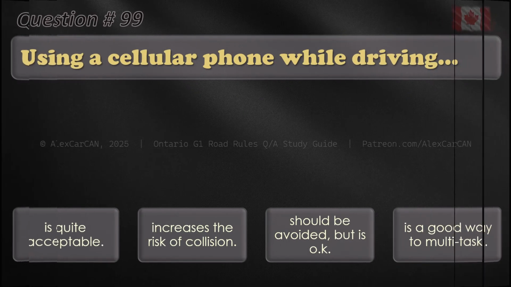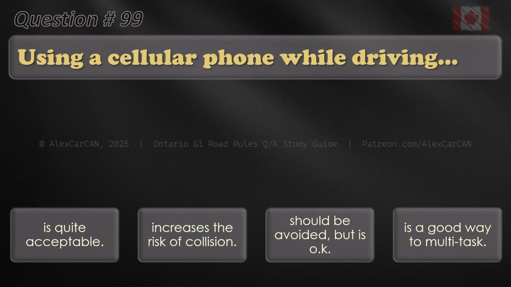Question number 99. Using a cellular phone while driving: is quite acceptable. Increases the risk of collision. Should be avoided, but is okay. Is a good way to multitask. The correct answer is increases the risk of collision.